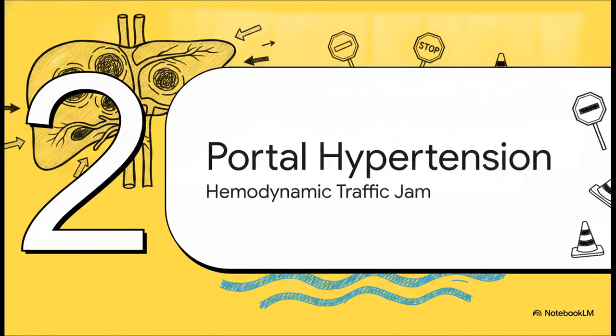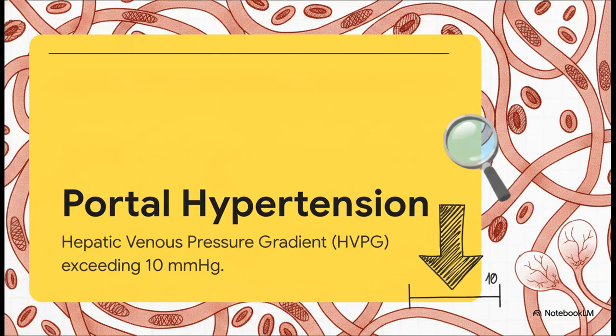Moving right along to Section 2. Portal hypertension core concepts, the hemodynamic traffic jam. I want you to think of portal hypertension as a massive hemodynamic traffic jam. The normal hepatic venous pressure gradient, which is just the difference between the wedged and free hepatic venous pressures, is typically a very low 5 to 6 millimeters of mercury. But notice that a gradient exceeding 10 millimeters of mercury is the exact threshold for clinically significant portal hypertension.